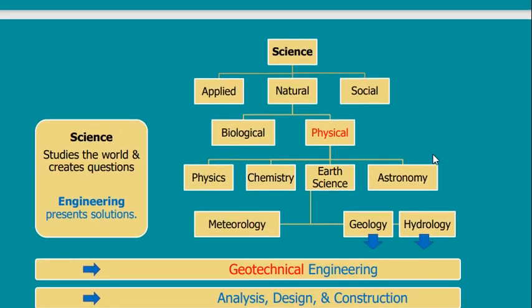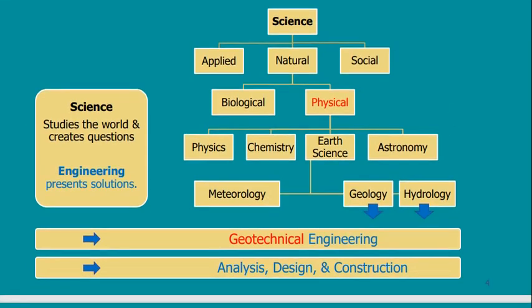This chart is very important because it gives me the relation between a few things that we need to understand before we start our study. We all know what science is. All of what we are studying is mainly based on science. Science is divided into three major parts: applied science, natural science, and social science. Of course, if we are speaking about soil, it means that we are speaking about natural science because soil is natural. So this natural science is divided into biological and physical.